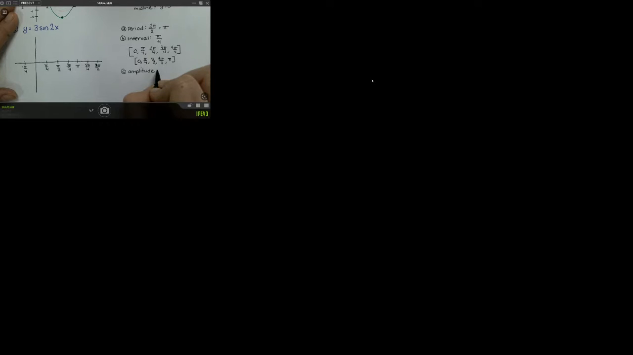The amplitude is 3 from the midline. And again, we have no shift to our midline. We have no horizontal shift and no vertical shift yet. So the midline is still y equals 0, which is the x-axis. All right, so since our amplitude is 3, we need to go up to 3 and down to negative 3.